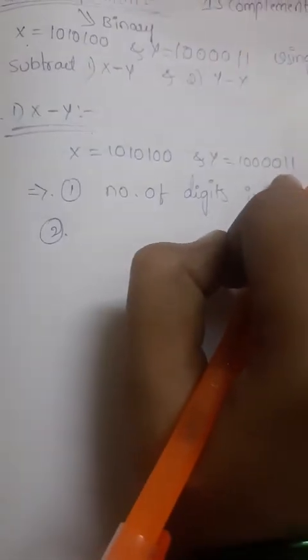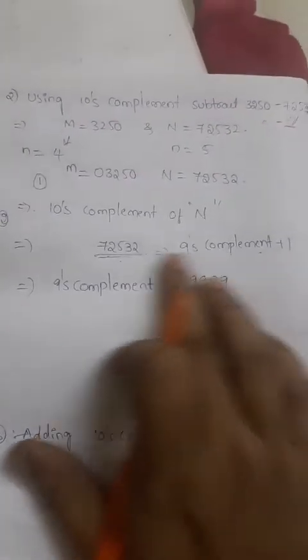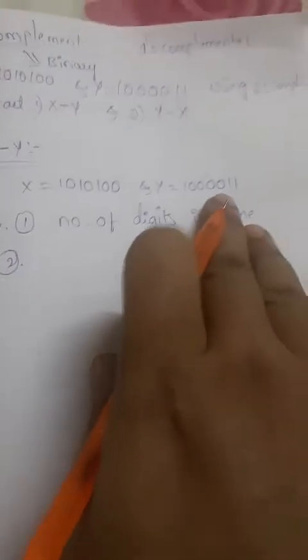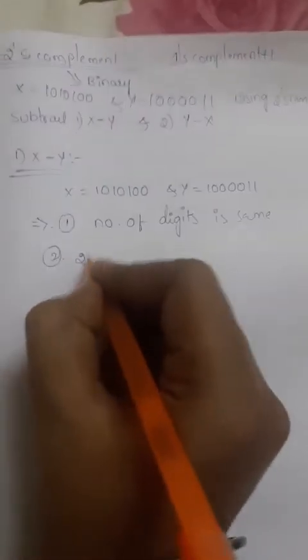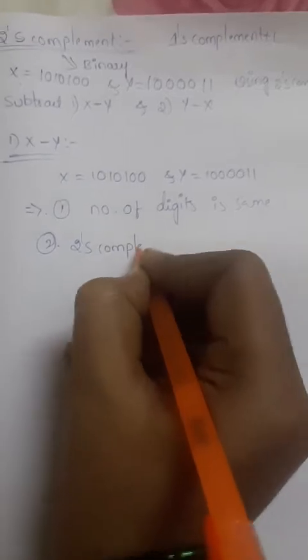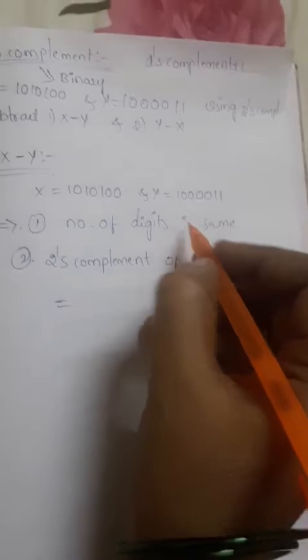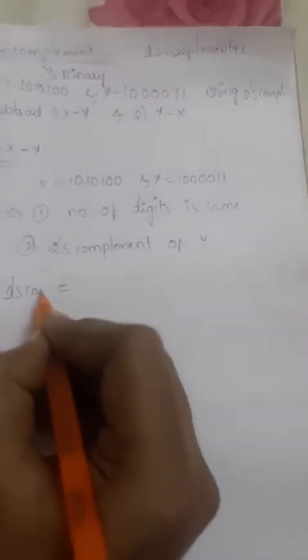And the second step is whatever the subtrahend number we have here, that is y, right? That subtrahend number will be converted to the 2's complement. While coming to 10's complement we convert to 10's complement, but it is related to 2's complement. So now the 2's complement of y. What does 2's complement mean? 1's complement plus 1. So first we need to do the 1's complement.